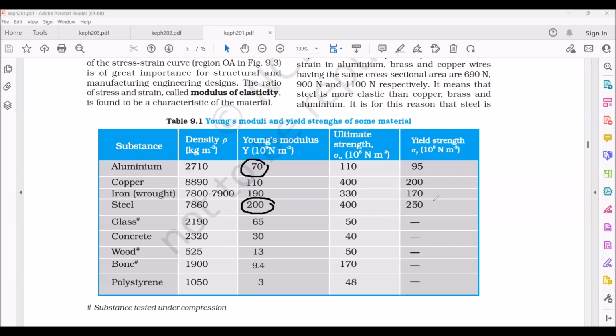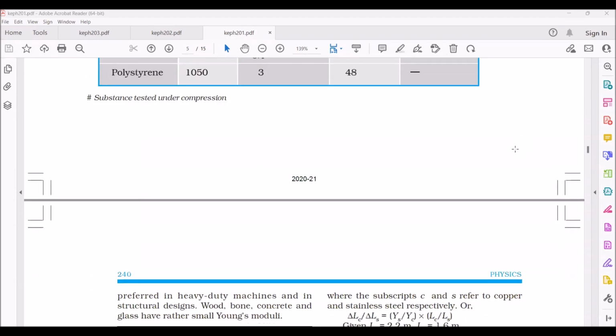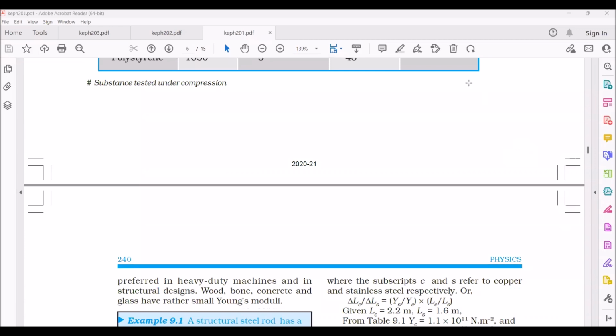And that's what we are naming as yield strength. Yield strength is high for the steel and yield strength is less for the aluminum. This is the reason we use steel for heavy duty machines. And whenever we construct a heavy structural design, we will not prefer aluminum, we prefer steel.